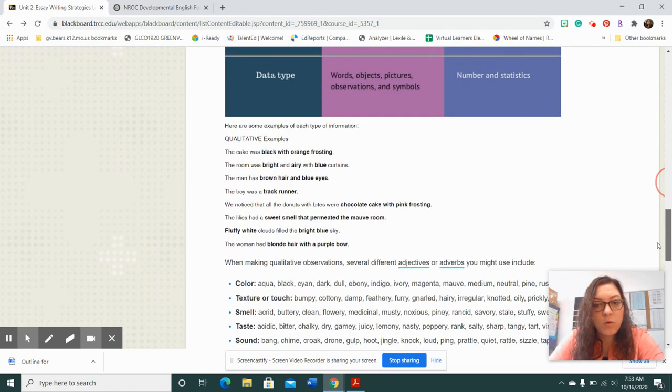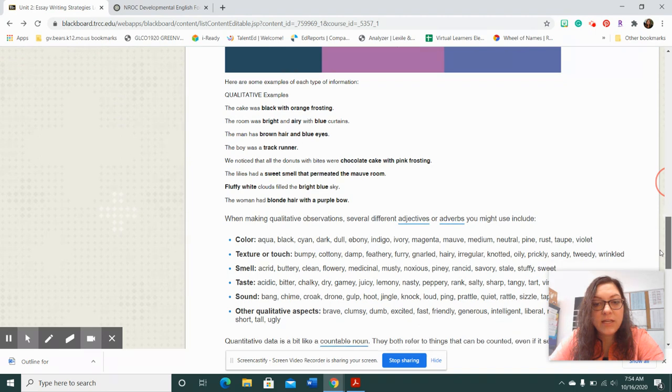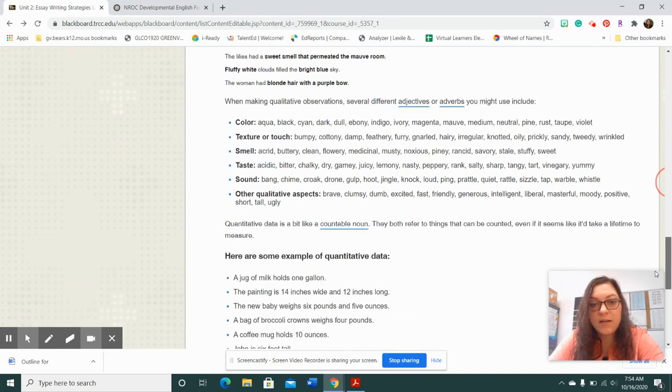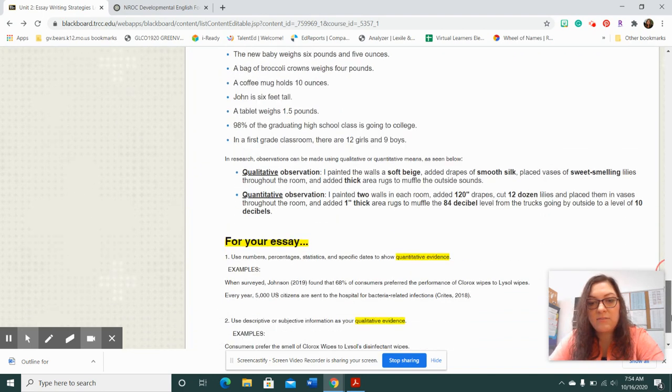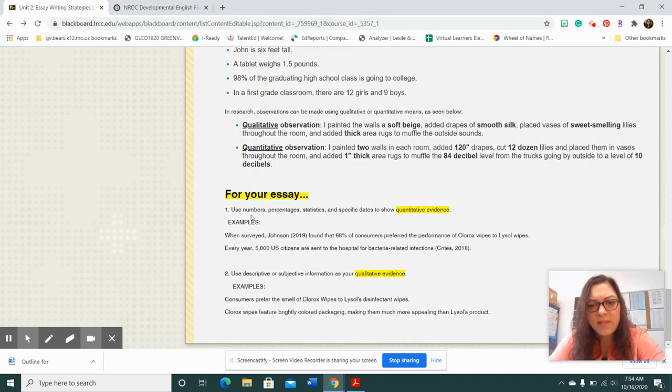Or let's see, qualitative, saying what it looks like, what it feels like. If you were to say a certain car had a better feel or smoother drive than the other, that's not necessarily something you can calculate. So it's qualitative and not quantitative. And then I've got examples of both types. And then examples for your essay.